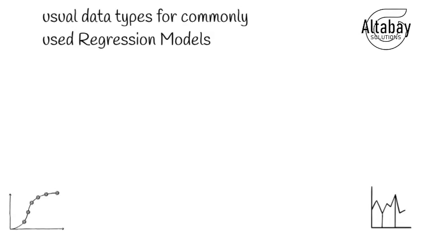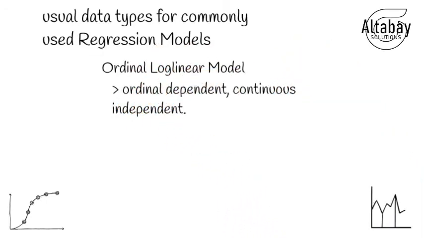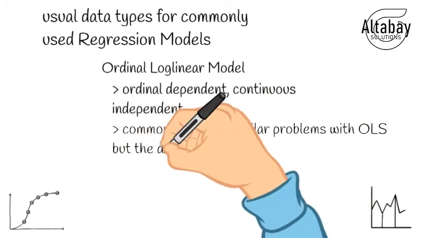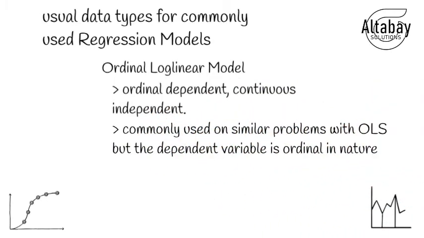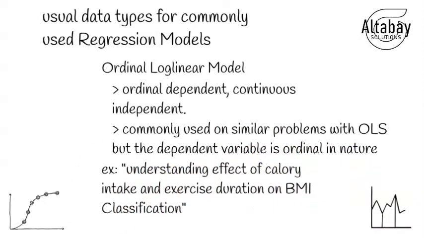Now we have the ordinal log linear model, this time ordinal dependent with continuous independent variables. Again, commonly used on similar problems with OLS, but the dependent variable is now ordinal in nature. For example, understanding the effect of calorie intake and exercise duration on BMI classification.